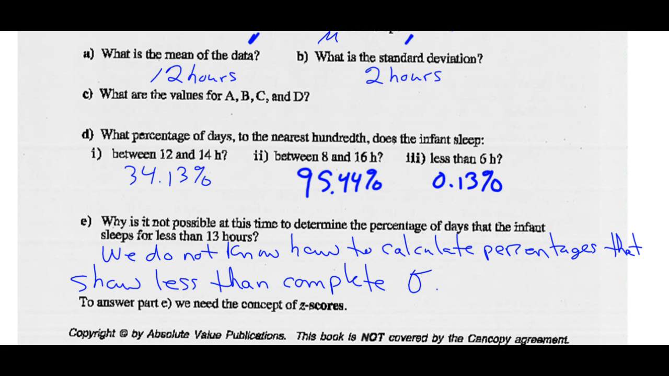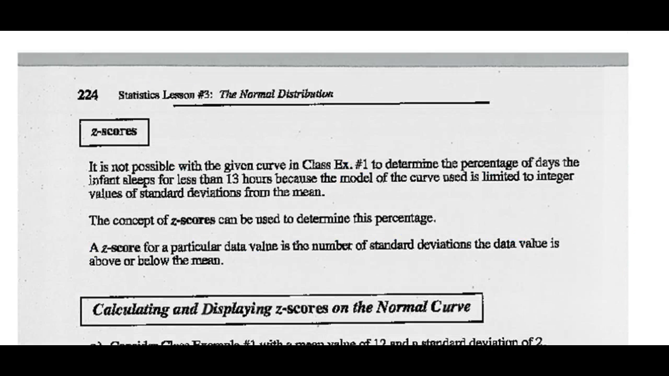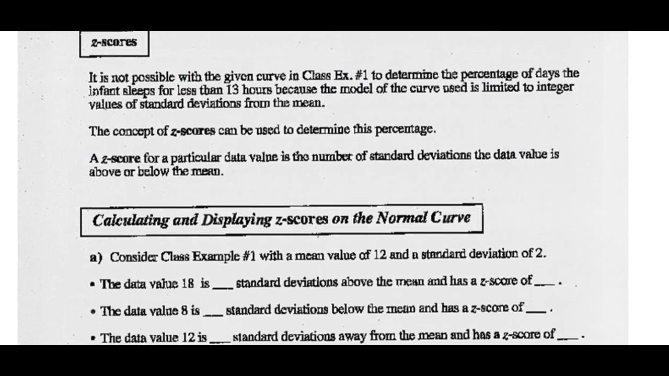So to answer part E, we have to look at a concept called z-scores. It's not possible, with the given curve in exercise 1, to determine the percentage of days the infant sleeps less than 13 hours because the model of the curve used is limited to integer values of standard deviations. The concept of z-scores can be used to determine this percentage.